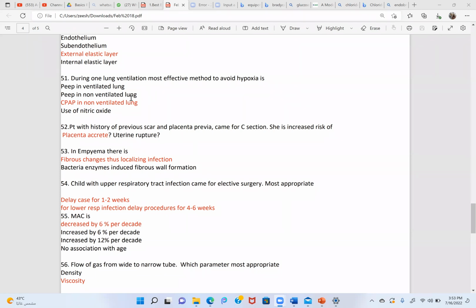Okay, sir, but this question is prophylactic. How to avoid hypoxia? This is not treatment. Yes, I'm just telling you that because all the answers you can think about. You will give PEEP in the ventilated lung, you will give CPAP in the non-ventilated lung, you will be using nitric oxide. So what are the steps?